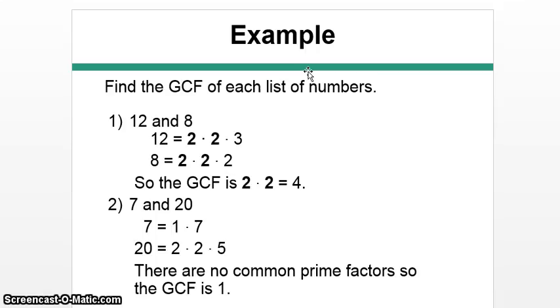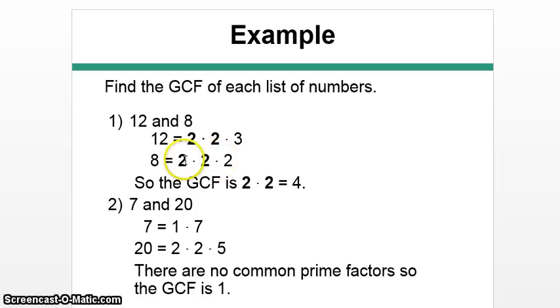Example: find the GCF of each list of numbers. 12 and 8. 12 equal to 2 times 2 times 3. These are the product of prime factors. 8 equal to 2 times 2 times 2. These are the product of prime factors.